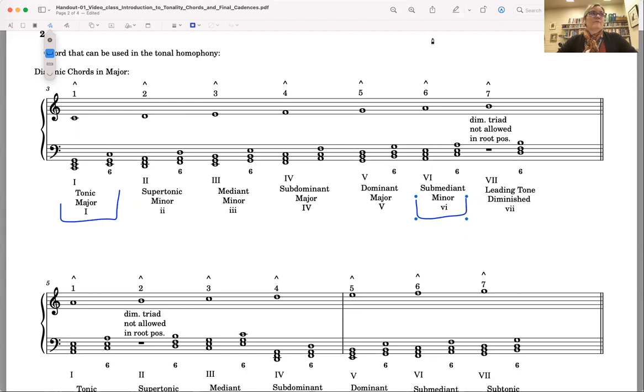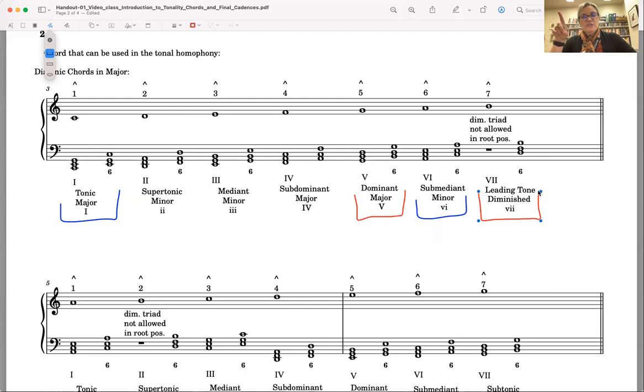The next function that we have, and in this case, I'm going to use red. So the next one that we can use, or the next function, is our dominant function. Okay, and so our dominant function is, of course, our dominant chords, but also, at least in major, our leading tone chords. Okay.